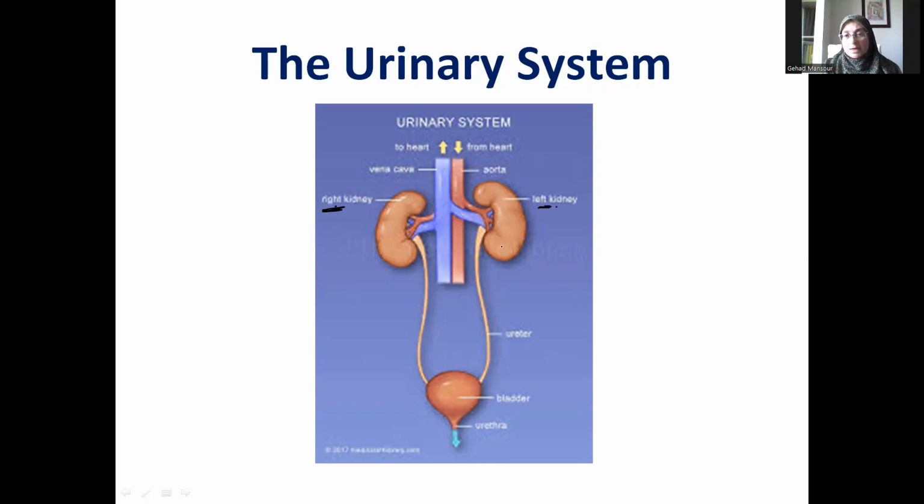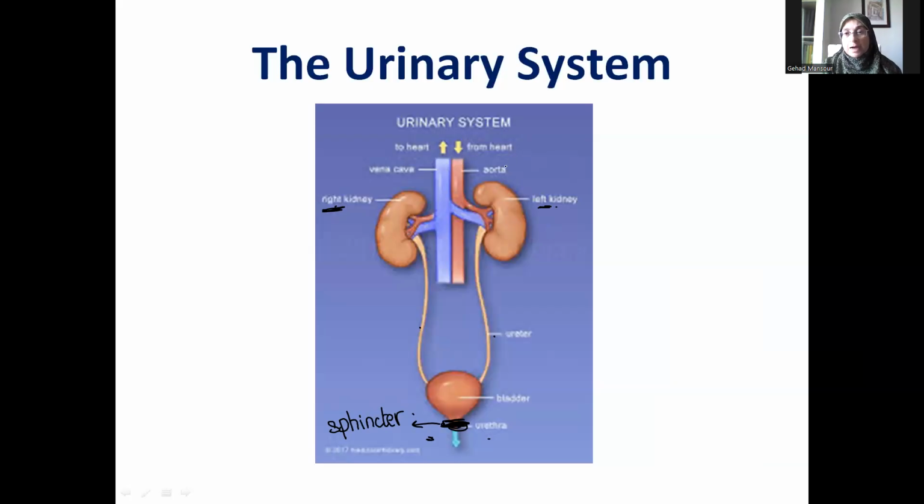So right kidney, left kidney, right ureter, left ureter, urinary bladder, urethra, and sometimes we have a labeling for a thick muscle ring here that we call the urethral sphincter. Okay. Of course, you might be required to label the major vessels that are connected to the kidney.